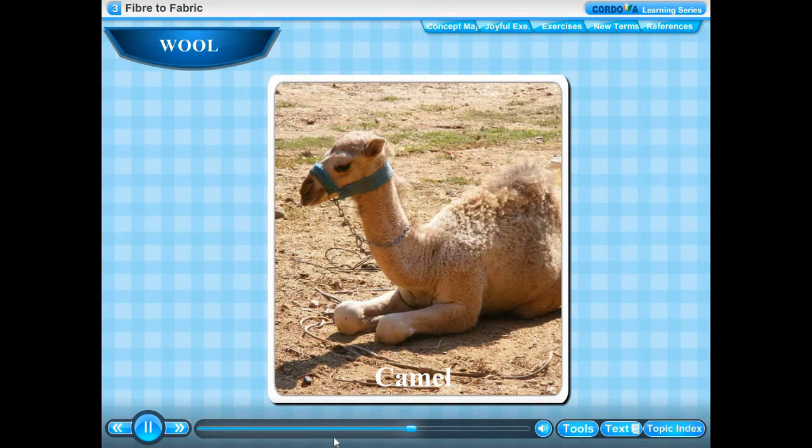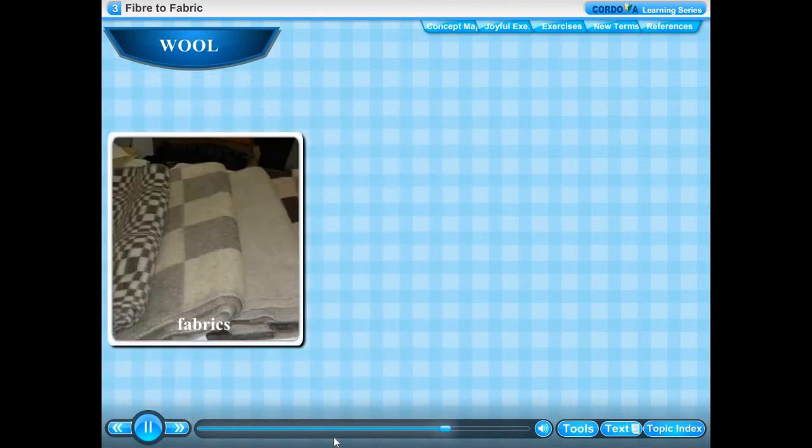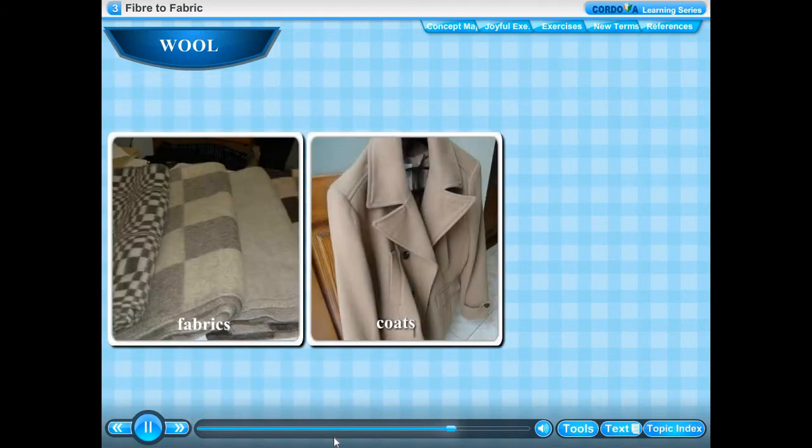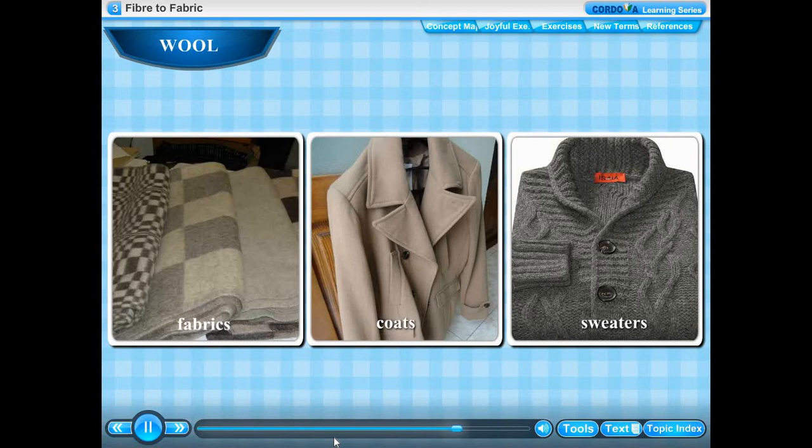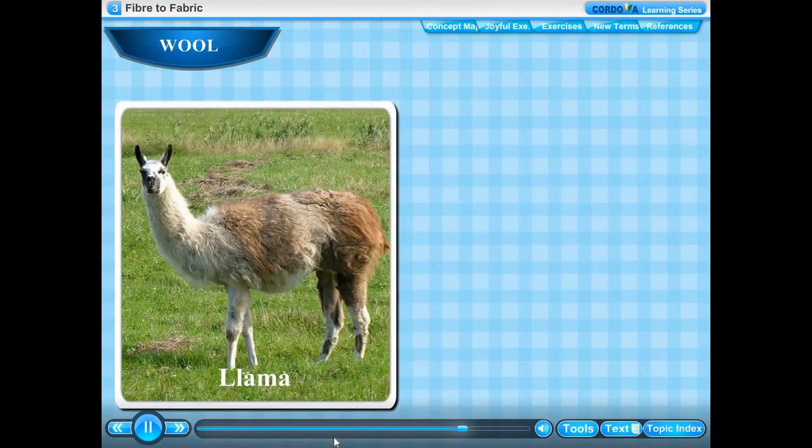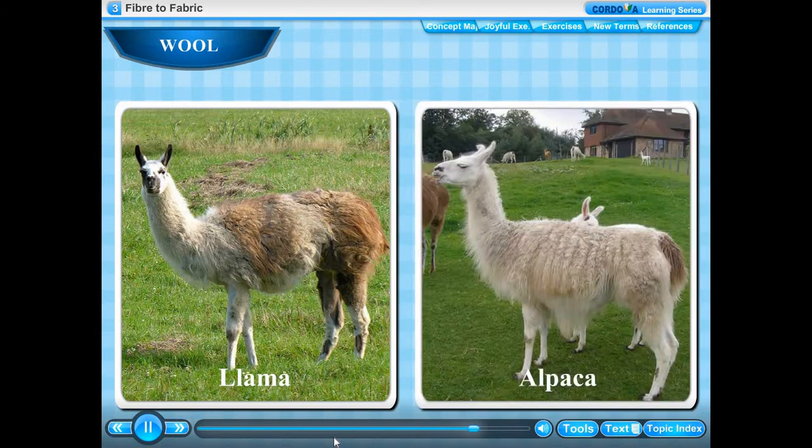Camel. The fur, hair removed from the body of camels is also used as wool. The camel wool is extremely soft and fine and is used to make fabrics, coats and sweaters. Llama and alpaca. Llama and alpaca, found in South America, also yield wool.